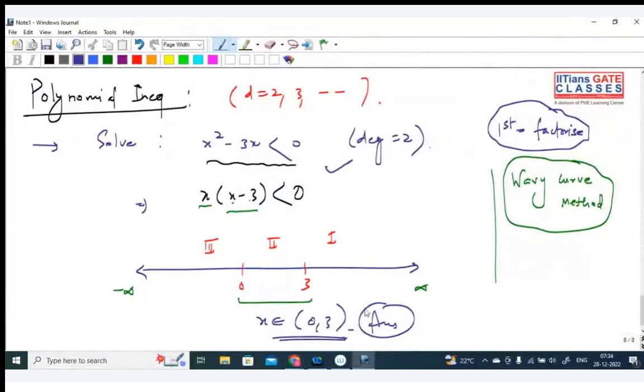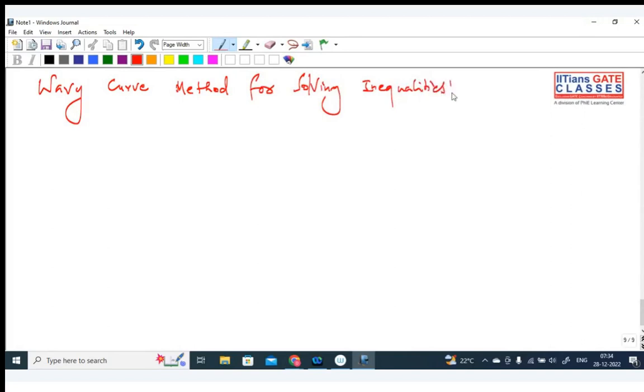So in order to solve polynomial inequality, you have to use what? Wavy curve method. Remember. As I asked you, how many of you know this method? Please write in the public chat. This is the wavy curve method for solving inequality. What kind of inequality? Just like where the factorization is possible.